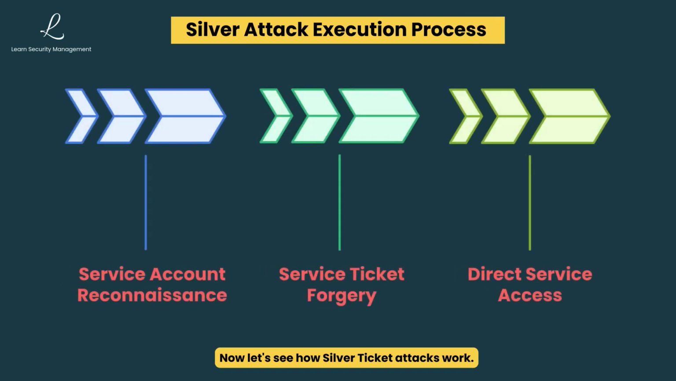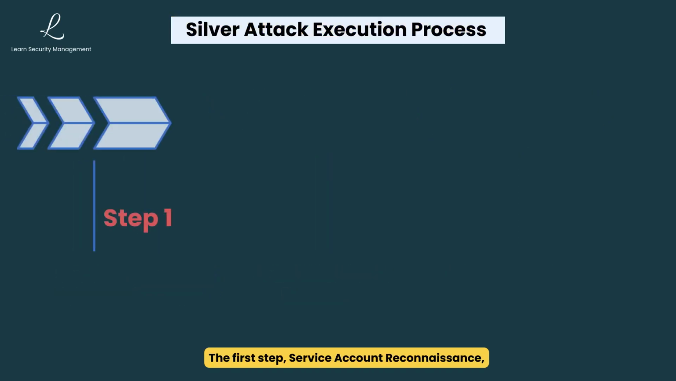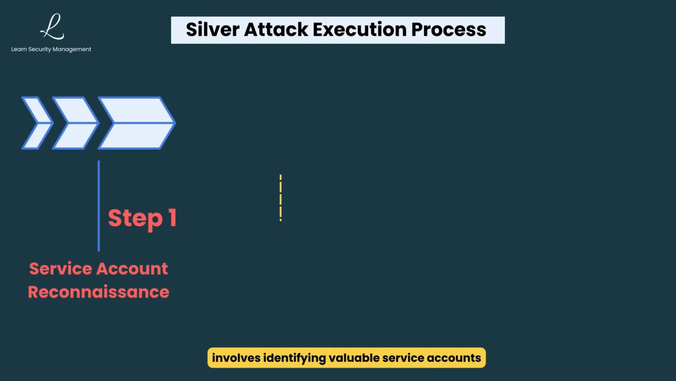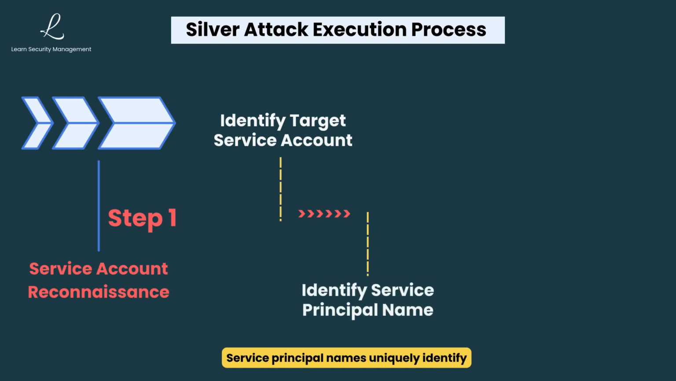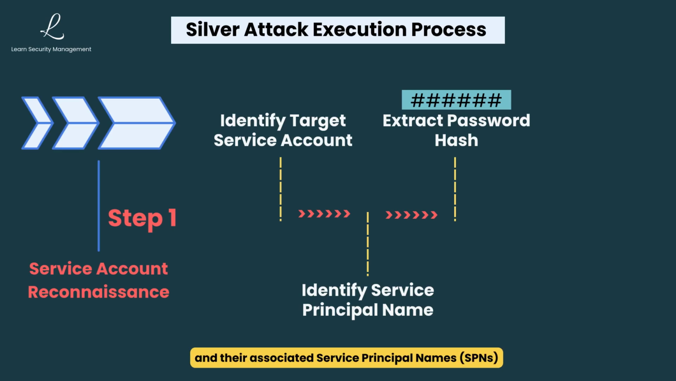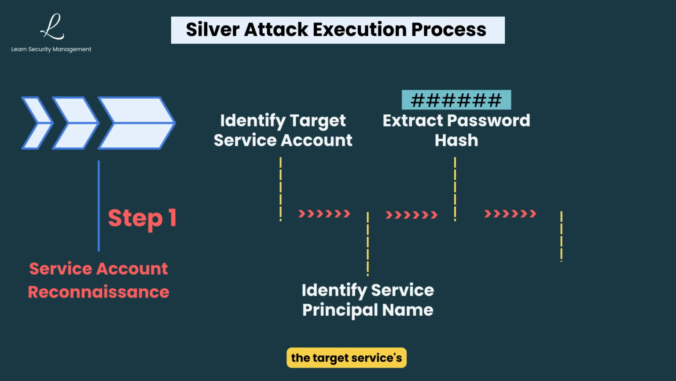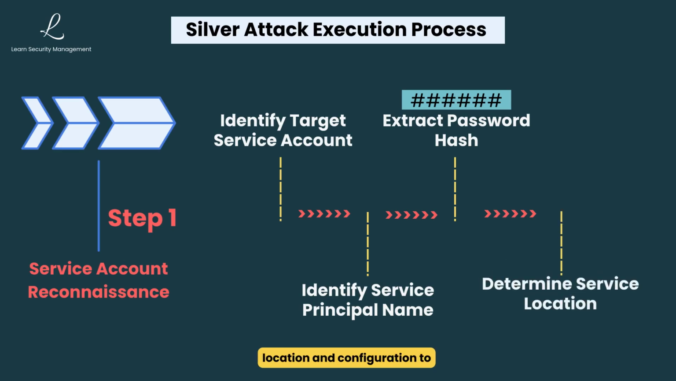Now let's see how silver ticket attacks work. The first step, service account reconnaissance, involves identifying valuable service accounts and their associated service principal names. Service principal names uniquely identify service instances in a Kerberos realm and are essential for proper ticket creation. Attackers use tools like PowerView or BloodHound to enumerate service accounts and their associated service principal names. They also need to determine the target service's location and configuration to ensure the forged tickets will be accepted.